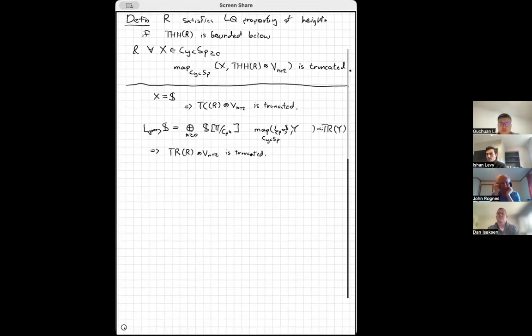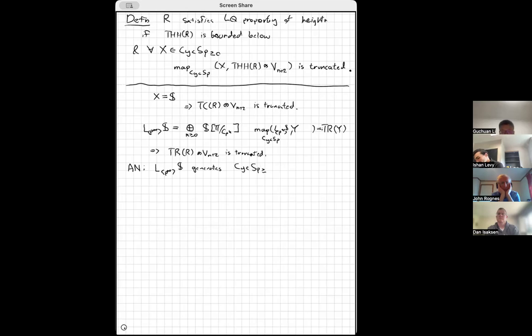Okay, and it turns out that this is actually good enough. This is in fact equivalent to this condition, and that's because of a result of Antieau and Nikolaus. They show that this cyclotomic spectrum actually generates the category of connective cyclotomic spectra under colimits and extensions.